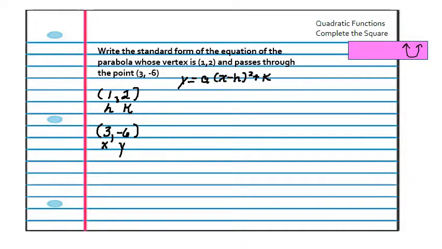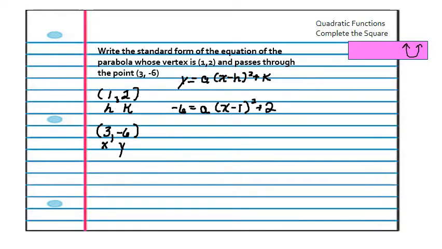So for instance, I know what y is, so that's going to be the negative 6, so we're going to plug that in, equals the a, x minus, we know what the h is, so it's going to be x minus 1, always the opposite anyway, and the k, plus 2.